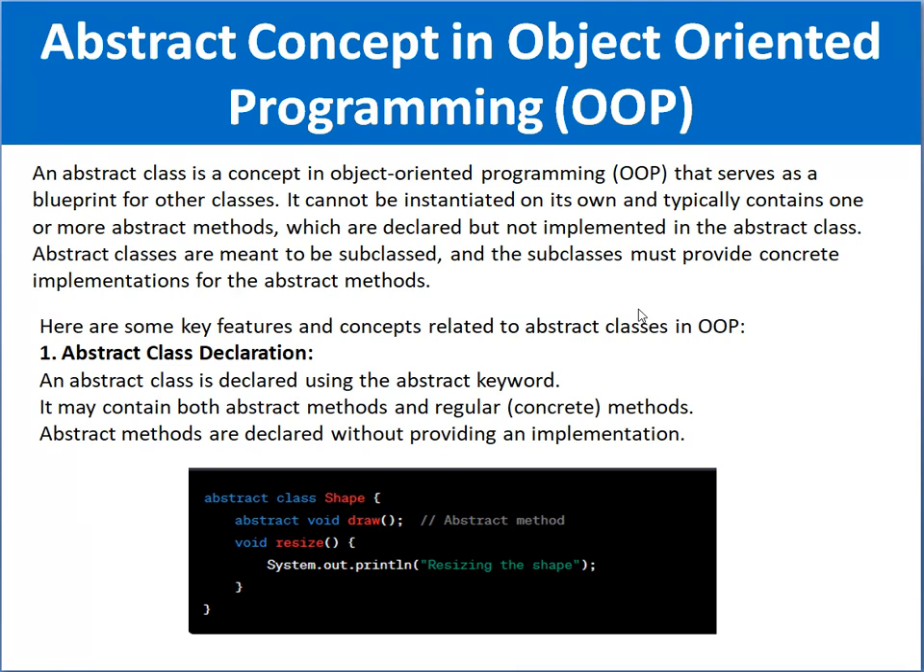You can say it cannot be instantiated by itself, and typically it contains an abstract method. An abstract method means a method which doesn't have any body, but the subclass, which is the child class extending from the main class or the parent class, has to provide the implementation of that method.